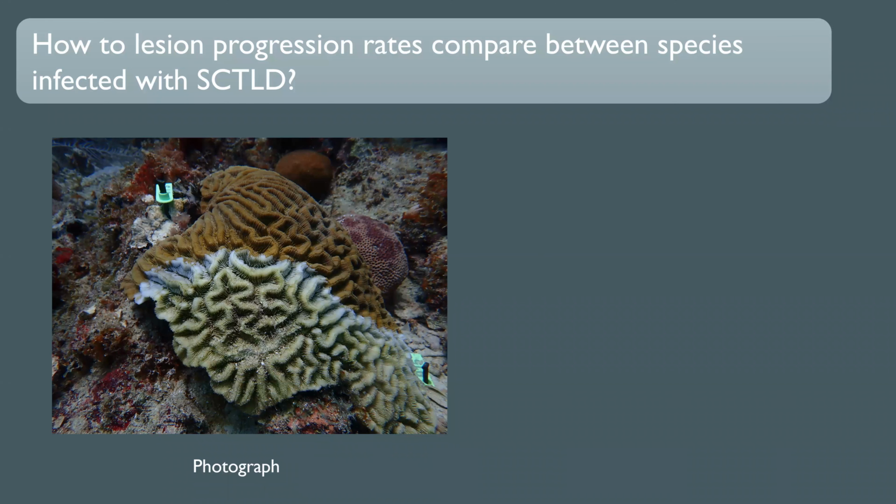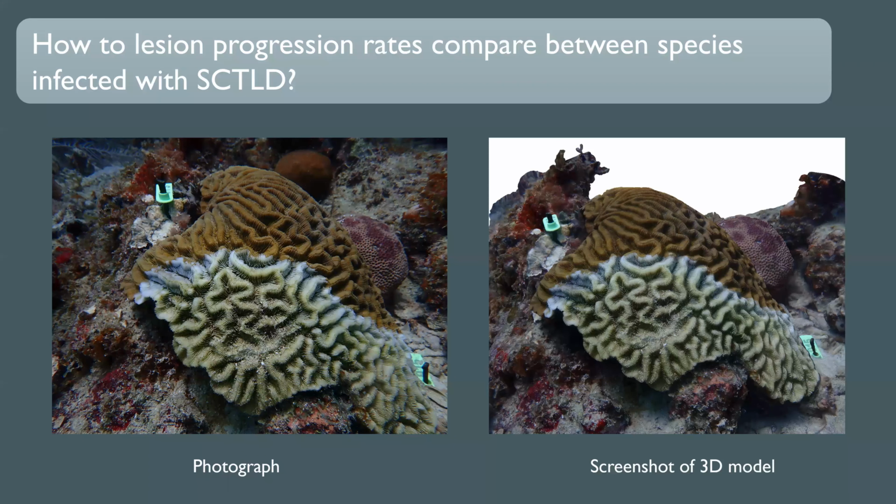To do this, I analyzed 3D models of different infected colonies. I chose to use 3D photogrammetry because of its extremely high resolution. On the left, there's a photograph of an infected colony of Colpophyllia natans, and on the right is a screenshot of the 3D model constructed of that same colony. And as you can see by the almost indistinguishable detail between the two images, these 3D models have high credibility.